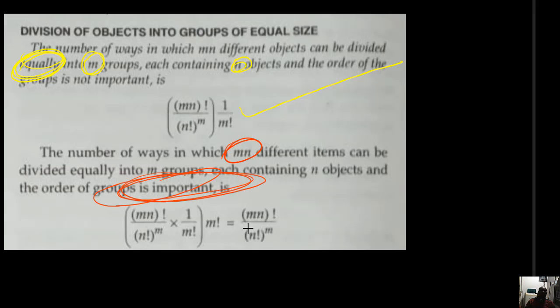just like when you want to distribute among persons, then into m factorial, and this gets cancelled. What you will get is mn factorial by n factorial power m. This is the important concept.